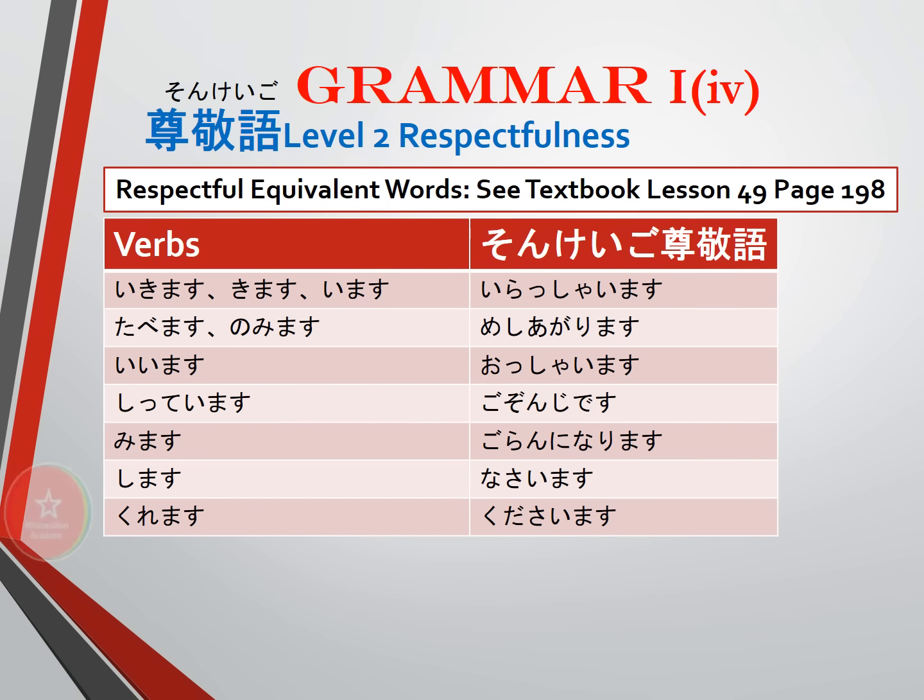In this slide, we'll be talking about the third way of using sonkeigo in a sentence. The third way is to use respectful equivalent words. This can be found on page 198 of lesson 49. There are only 7 sonkeigo equivalent words. Ikimasu, kimasu, imasu. The equivalent sonkeigo is irashaimasu.